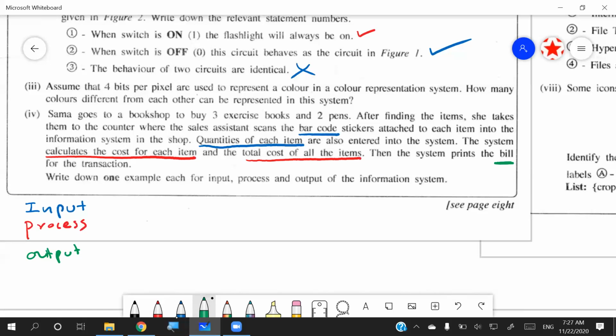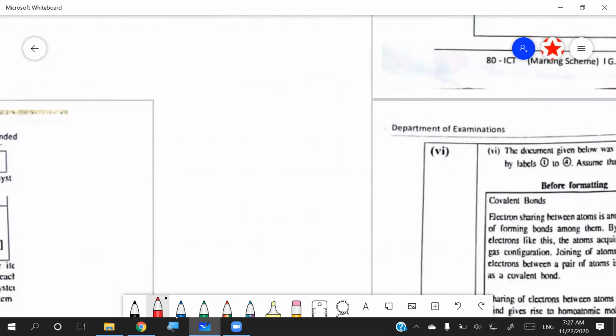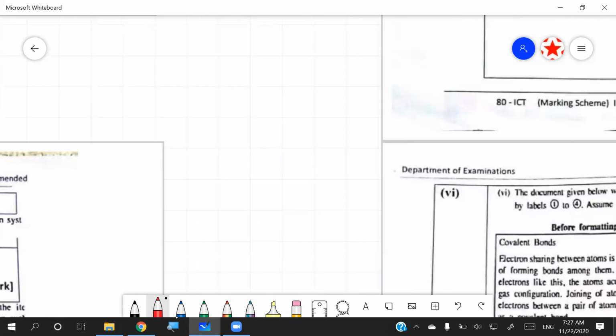And again, this scanning barcode can be taken as a process. So barcode is going to be an input, and scanning it can be taken as a process, right? So if you got one input, one process and one output, the marks are going to be given, right? So marks are given in this manner. Let me show it to you.